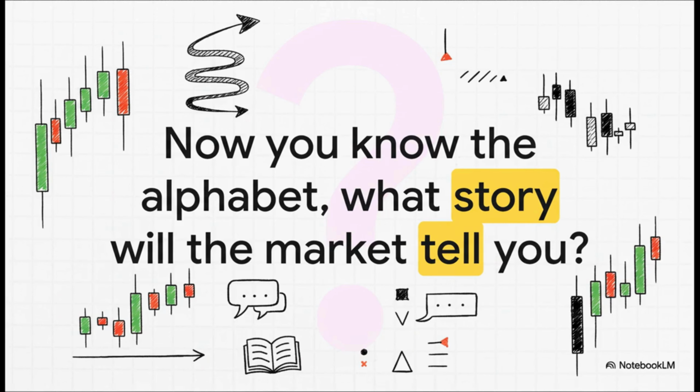So there you have it. We've covered the alphabet and some of the basic grammar of the market's language. Now you can look at a chart and see stories of struggle, of victory, and of hesitation, instead of just a bunch of random bars. So the real question is, the next time you pull up a chart, what story is the market going to tell you?